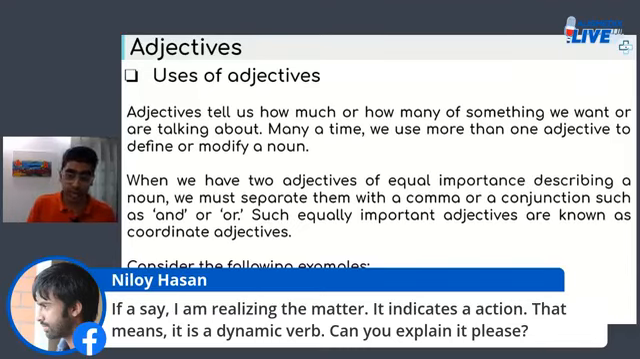Similarly with realization as well. When you realize something, you don't necessarily take an action in a physical sense. What you do is you're having a realization in your mind. So that's a situation, that's a state. So that's a stative verb. Okay? I hope it's clear.